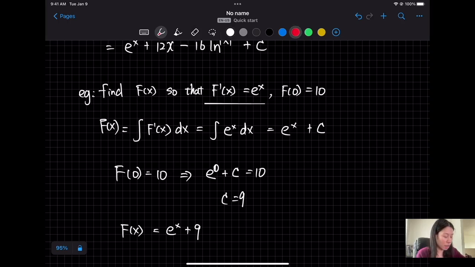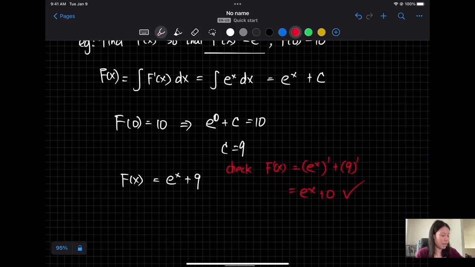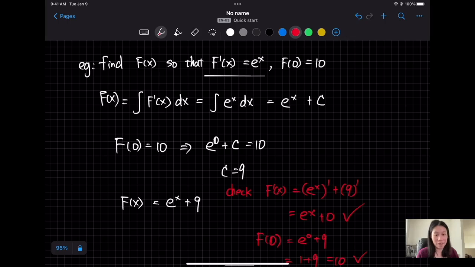Let's check it. Well, check. F prime of x equals the derivative of e to the x plus the derivative of 9, right? So this is e to the x, and the derivative of 9, a constant, equals 0. So this is correct. And then f of 0 equals e to the 0 plus 9, which is 1 plus 9 equals 10. So this also satisfies the second condition.